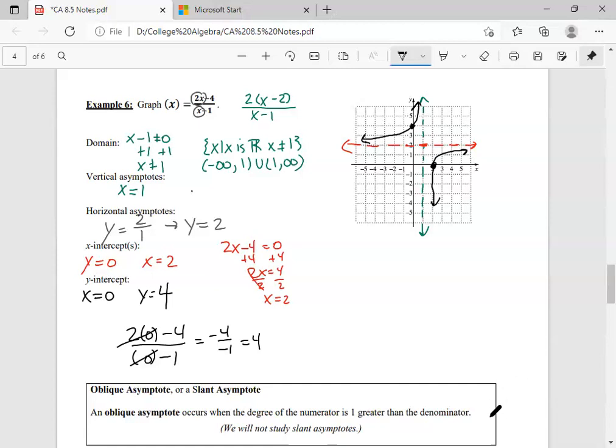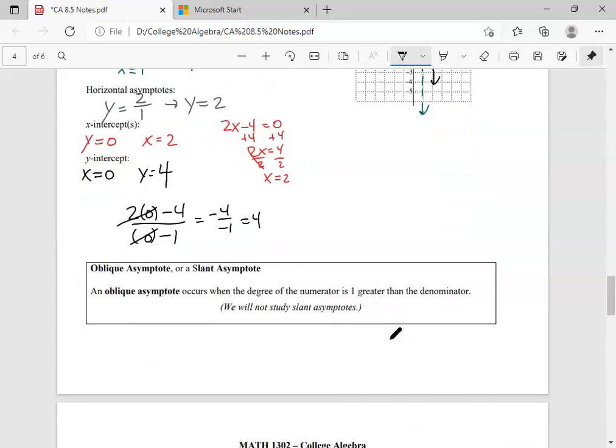Let's do at least, I think there are 2 more graphs that we can go through this process on. That should help. An oblique asymptote is a slant asymptote, and it happens whenever the degree of the numerator is 1 greater than the denominator. We're not going to that level, but an example would be if you had x to the 3rd over x squared, 1 degree higher. That has an oblique asymptote, which means it would have an asymptote that is slanted like this. So at least you've heard of that. It only happens when it's 1 degree higher.